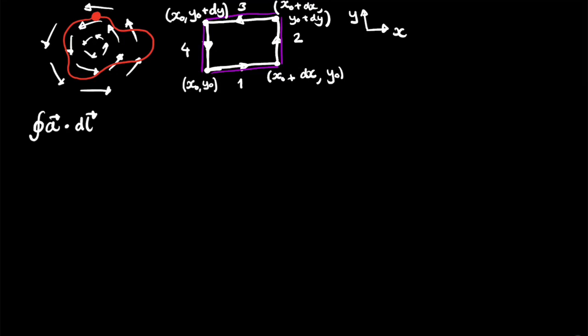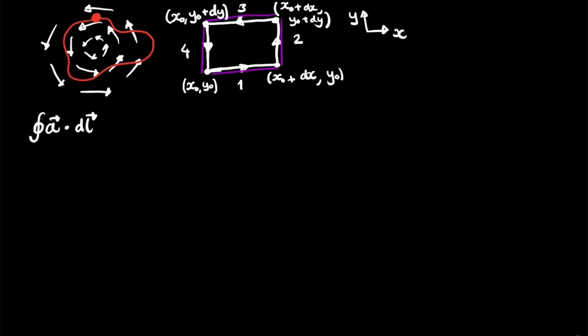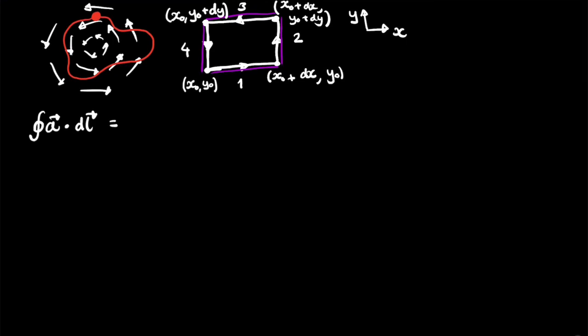So basically what I'm saying is that this closed loop integral in this particular case is going to be the sum of these 4 different integrals right there. So it's going to be number 1 plus number 2 plus number 3 plus number 4. And what we're going to do is we're only going to consider the parts in which x is changing.